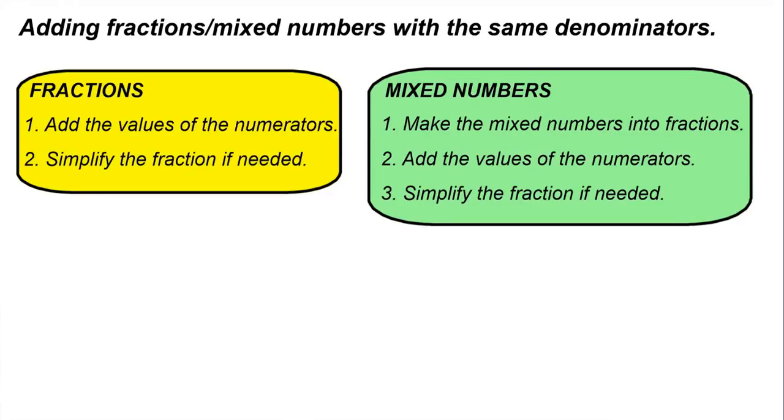Again, using the same rules we use for integers with the numerators. So if the signs are the same, they will combine. If the signs are different, they will cancel. Mixed numbers get a little bit more difficult, especially when we're adding positives and negatives together.